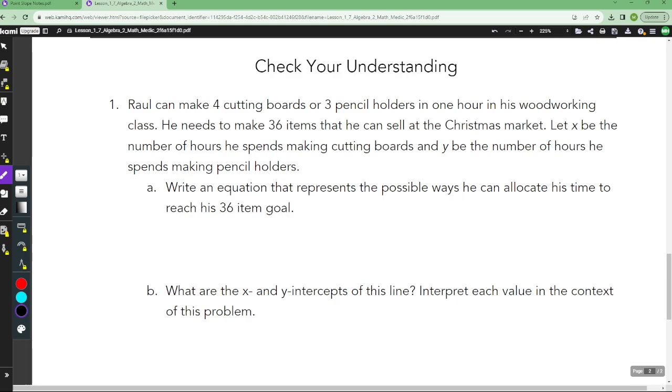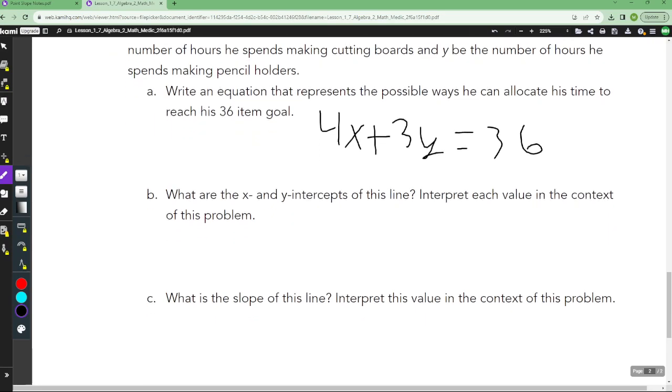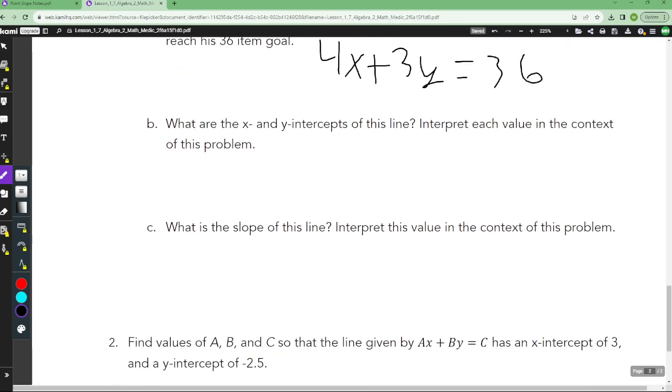So we know that he can make 4 cutting boards, so we'll set that as our x. And then 3y, set that as our y, for the pencil holders, which equals 36. So now we're going to take a look at the x and y intercepts. So we know we have to set them equal to 0, depending on which intercept.